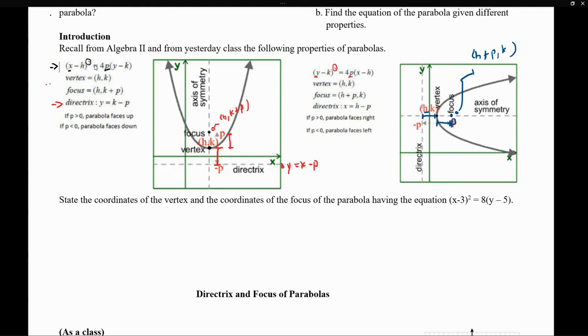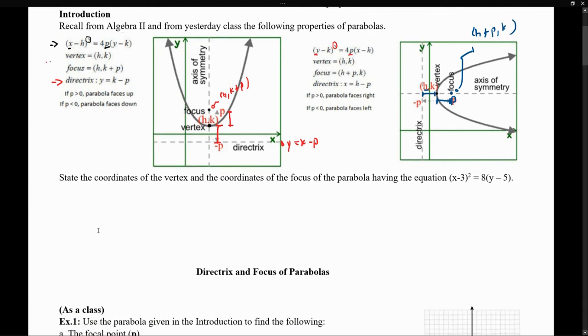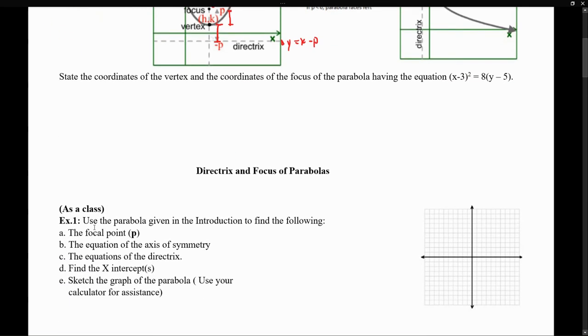And now that we have done that quick review, let's jump into some examples and apply what we have been discussing so far. Let's state the coordinates of the vertex and the coordinates of the focus given this parabola. But notice that x is the one that is being raised to the second exponent. So based on our previous conversations, my parabola is going to be facing either up or down. But now notice that the value in front of the parentheses with the y on it is positive. So we can see that the p-value is actually positive.